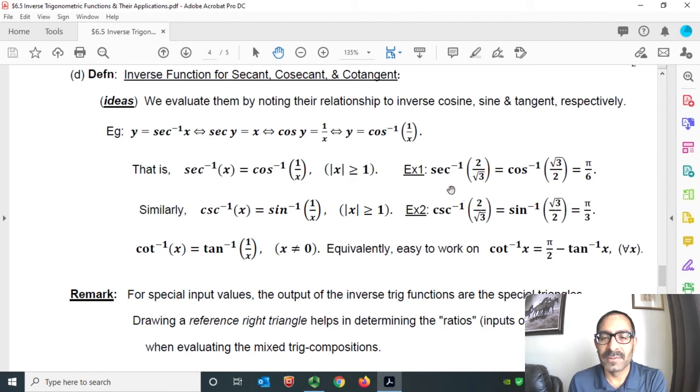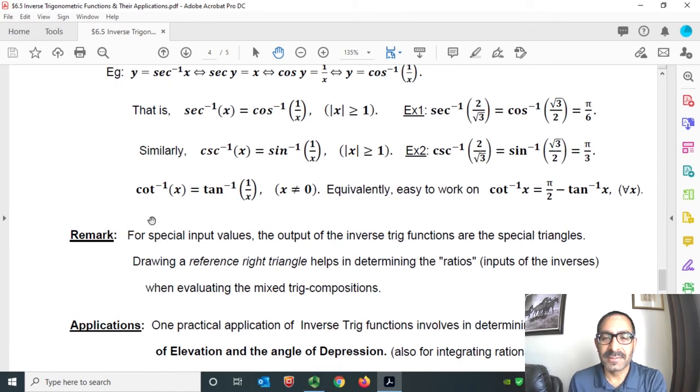1. For example, secant inverse of 2 over radical 3. It turns out that this equals cosine inverse, you just flip it, radical 3 over 2. And we know cosine inverse of radical 3 over 2 is simply pi over 6. Great. Similarly for cosecant inverse x, and similarly cotangent inverse x. And by the way, for cotangent inverse x, it is equivalently easy to work with this identity: cotangent inverse x equals pi over 2 minus tan inverse x. And by the way, the domain of tan inverse and cotangent inverse is all real numbers.